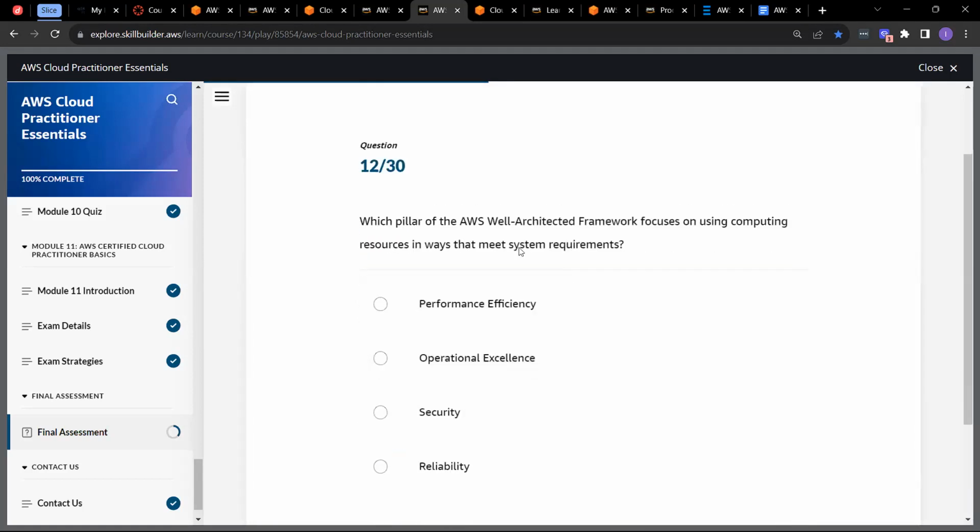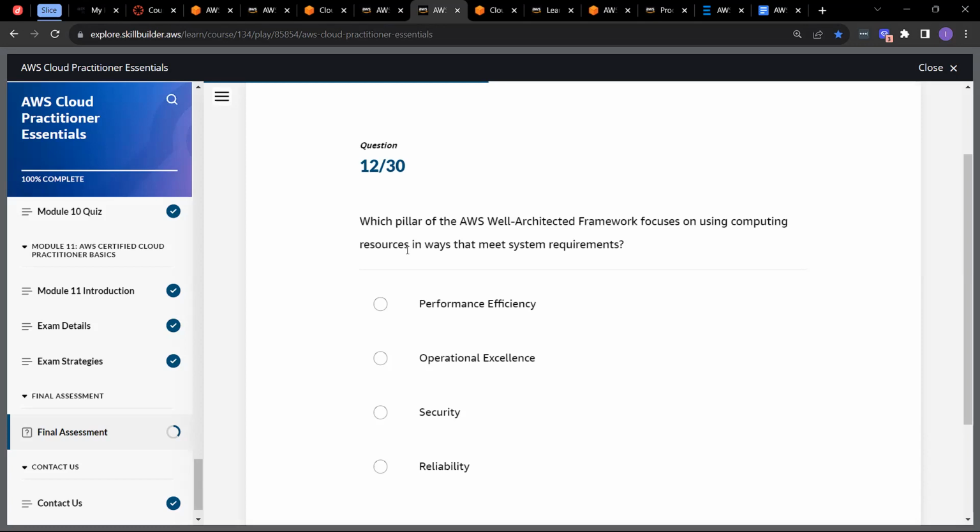All right, so which pillar of the AWS Well-Architected Framework? Module 9, good architect, bad architect. If you watch and finish, watch them again, you don't catch it. It says it focuses on using computing resources in ways that meet system requirements.